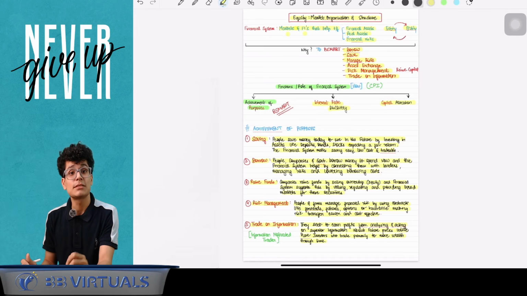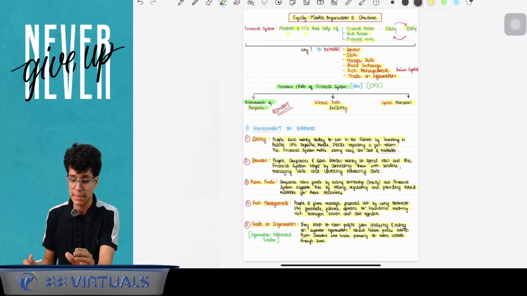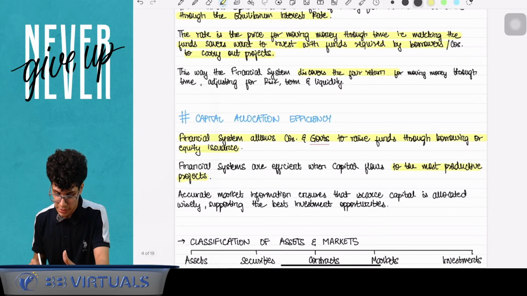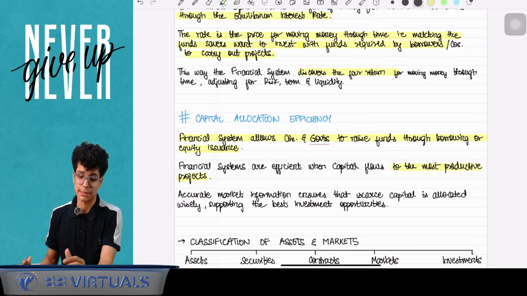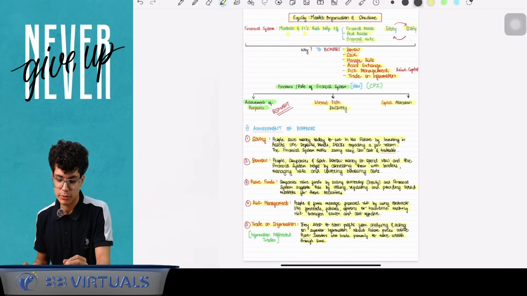Next, it helps in interest rate discovery. What is interest rate discovery? It is the interest rate at equilibrium where the savers are willing to save and borrowers are willing to borrow. ठीक है. And lastly, capital allocation. What is capital allocation? Financial systems are efficient when capital flows to the most productive source, most productive projects. ठीक है. So this was a capsule revision of the first chapter of equity market organization and structure. This is a very testable topic, very important.